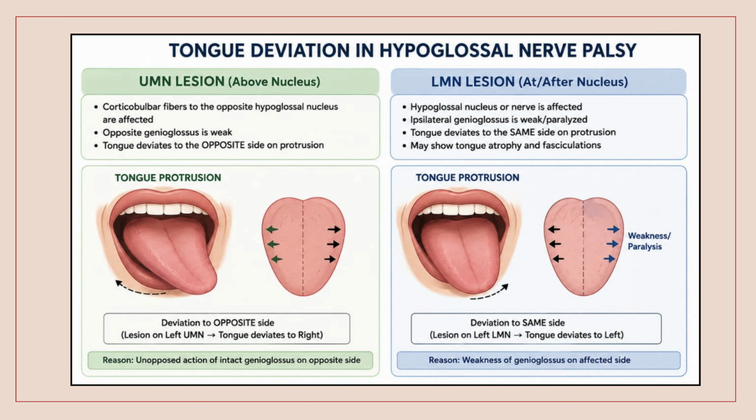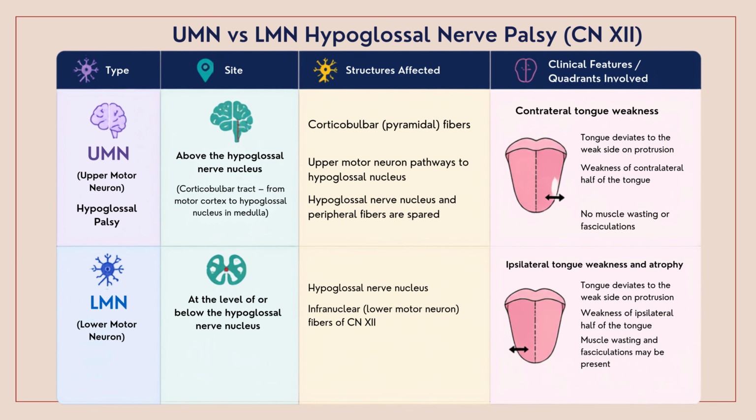Now comes another important localization point. With a unilateral LMN lesion of the hypoglossal nerve, the tongue deviates towards the side of the lesion and there may be atrophy and fasciculation. With a unilateral UMN lesion, the tongue generally deviates away from the cortical lesion. So remember, LMN: tongue deviates towards the lesion. UMN: tongue deviates away from the lesion. This simple observation can provide valuable information about the hypoglossal nerve.